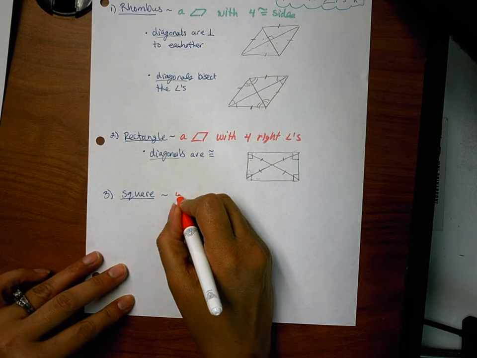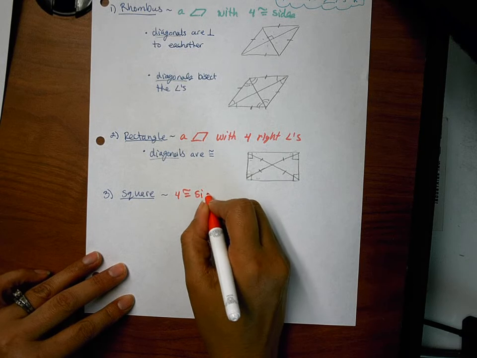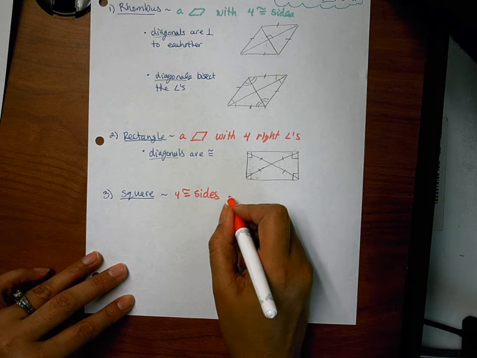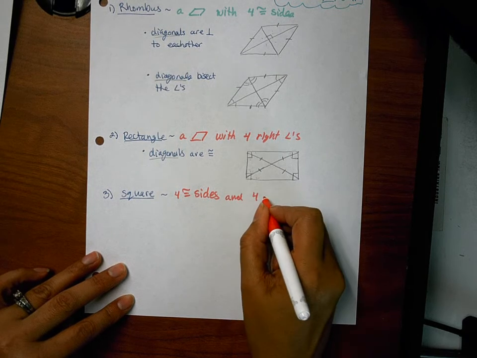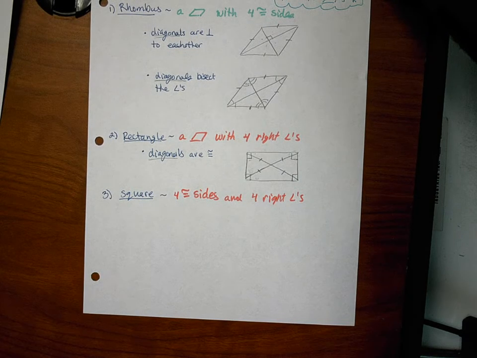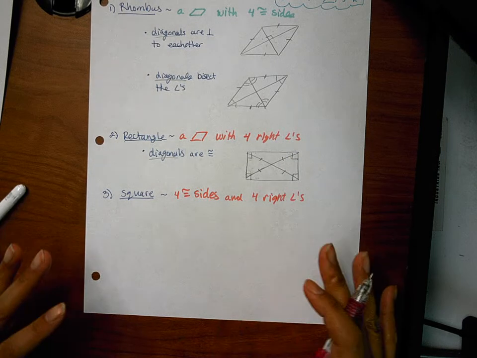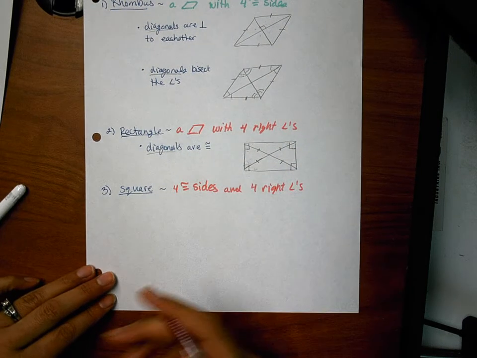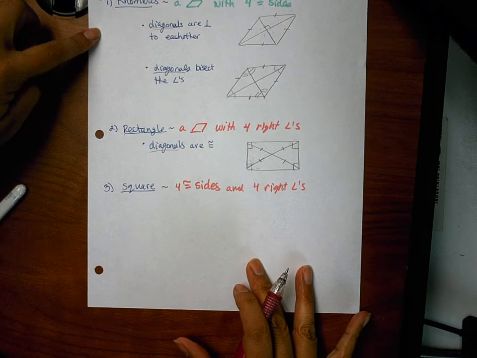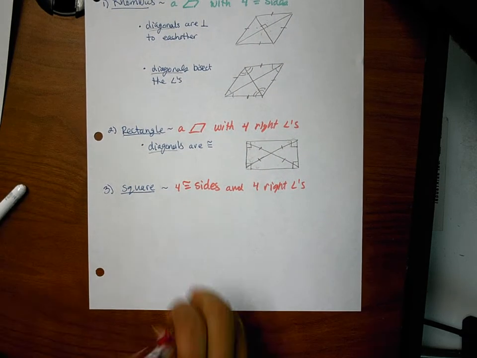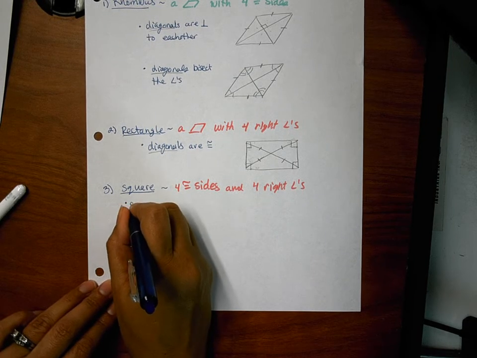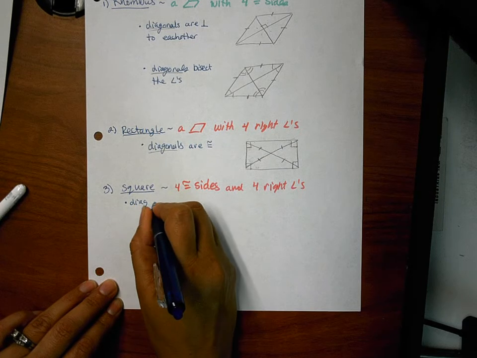All right, our last shape is the square. And the square is pretty much a rhombus and a rectangle put together. There are 4 congruent sides, and it is a parallelogram. There's 4 congruent sides and 4 right angles. So all of these have the properties of a parallelogram, and the square has all of the properties of a parallelogram plus the rhombus plus the rectangle all put together.